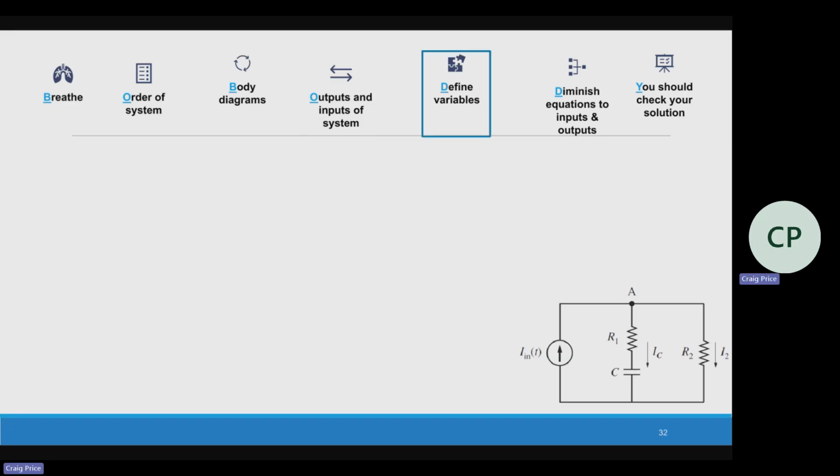Okay, definitions. I have my capacitor. I'm going to put that down. I have resistor 1. Its current is I sub C. And I have resistor 2, which current is I2.